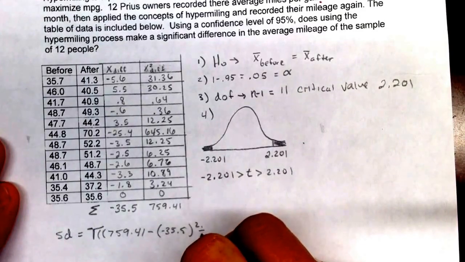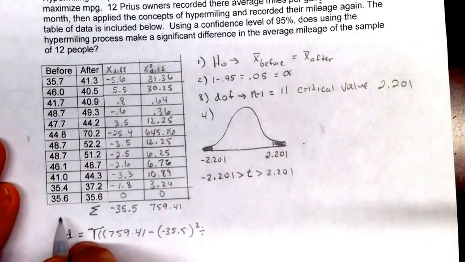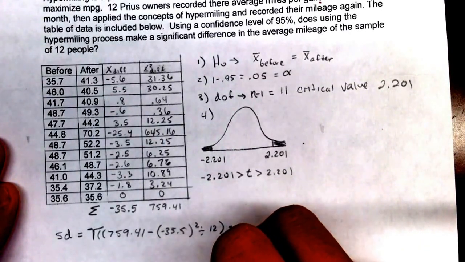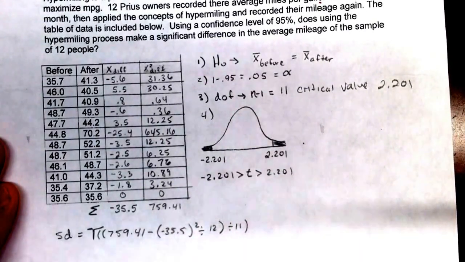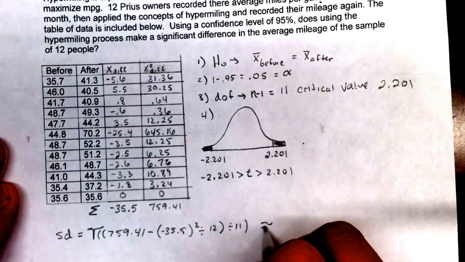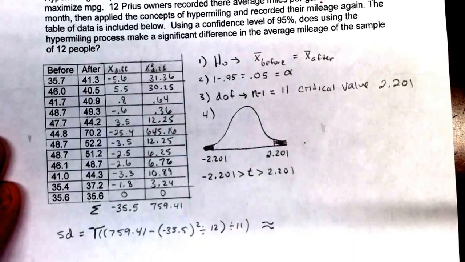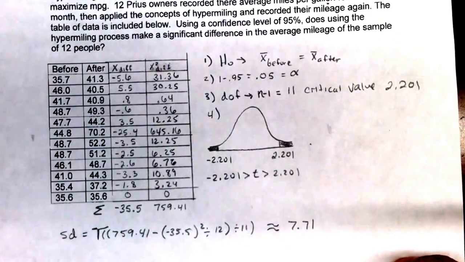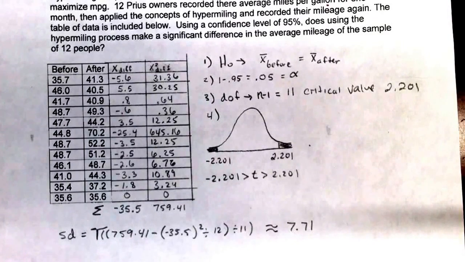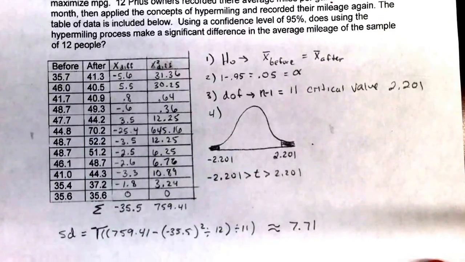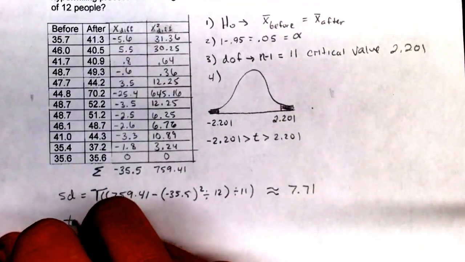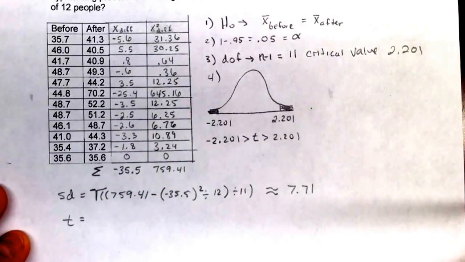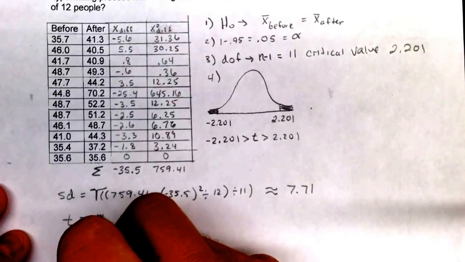And then divided by, we have 12 values, right? So we're going to divide by 12. And then parentheses, divide by 11. And our standard deviation is approximately, when we do this, we get approximately 7.71. We said to round to the nearest hundredth, and that's what that is. Then from here now, the next step is to calculate t. So t is going to be taking the differences of the x sub mean differences.